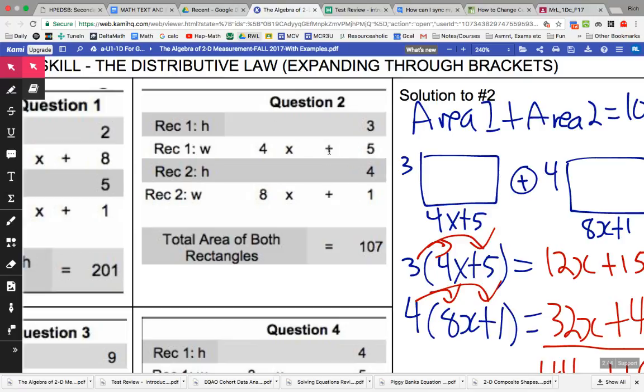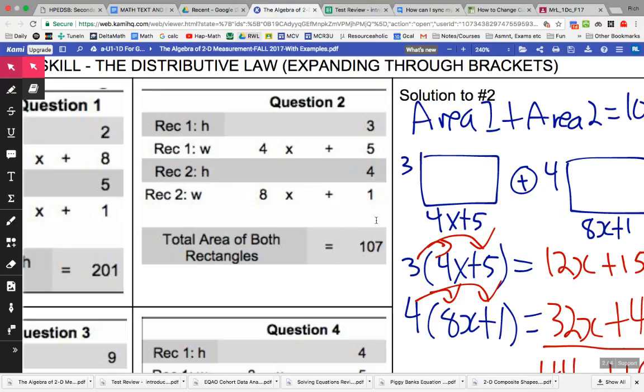So here we go. As on all of them, we're going to work through question number 2. So we're going to look at two different rectangles. And what we're going to do is have those rectangles represented by a height and a certain width. The height is just going to be a number, but the width is going to be an equation. And in this case, again, in the second rectangle, the height's going to be a certain number and the width's going to be an equation.